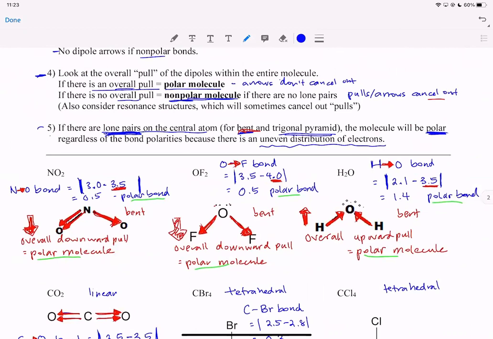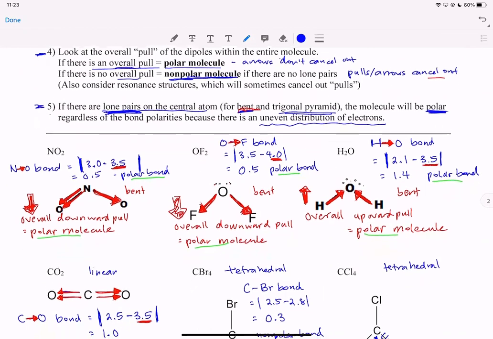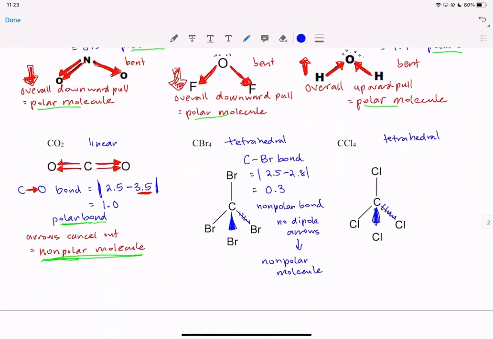Okay. So remember this number 5, if there are lone pairs on the central atom, those are the shapes that are bent and trigonal pyramid. It's always going to be a polar molecule, no matter what's going on with the bonds. Well, as long as you don't have the bent or trigonal pyramid, this is a tetrahedral shape. That means this can be a nonpolar molecule. So in this example, you had a nonpolar bond leading to a nonpolar molecule. Okay, so the bonds are not always going to be the same as the molecule.